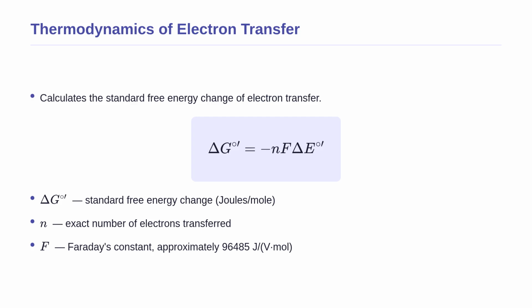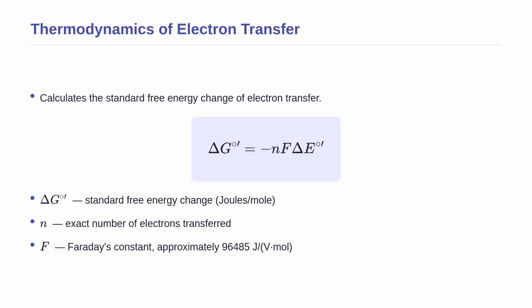To truly understand how the respiratory chain extracts energy, we need to look at the thermodynamics of electron transfer. This brings us to a crucial mathematical relationship that bridges the gap between electrical potential and chemical energy. The formula calculates the standard free energy change, represented by delta G standard prime. This tells us exactly how much usable energy is released.